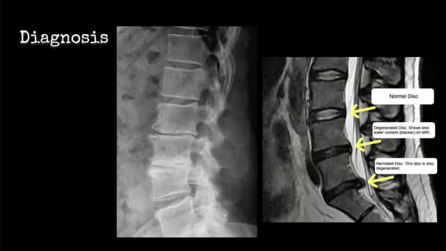As you can see on the MRI on the right-hand side, the top disc, being the normal disc, is not encroaching on the spinal canal at all. The second disc, which is slightly degenerated, is starting to encroach into the spinal canal. And the third disc, which is completely herniated, is pressing onto the spinal cord and/or nerves. This can cause massive discomfort and pain, possibly tingling in the legs.